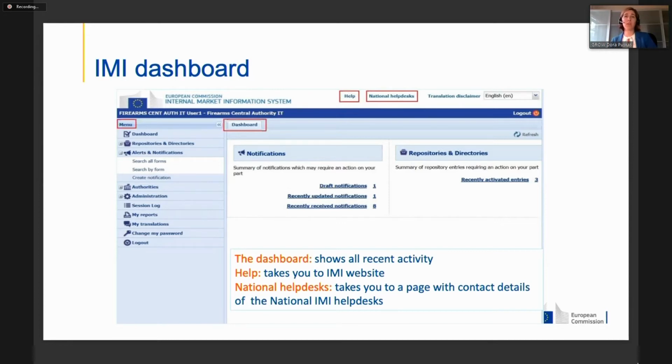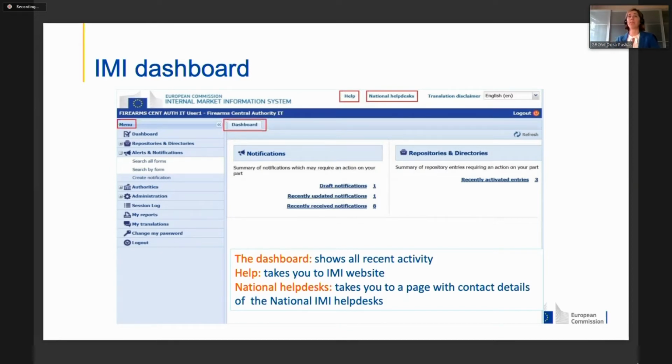Furthermore, if you click on the help, that would take you to the IMI website. Katre listed the IMI website's link in the presentation. Please note that there is a lot of very useful information on our website. Under the library and using IMI, you can find question sets, related regulations and applicable legislation for all the supported policy areas. You also find the user guide, and so on.